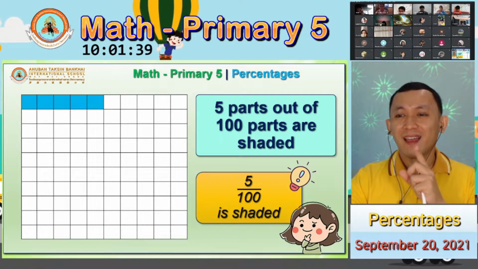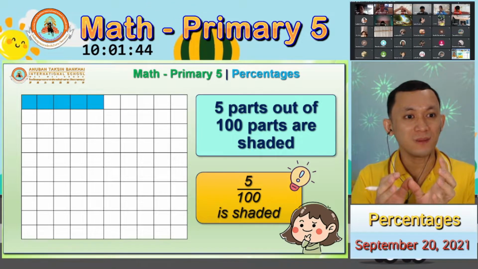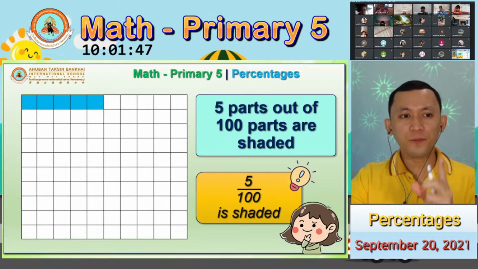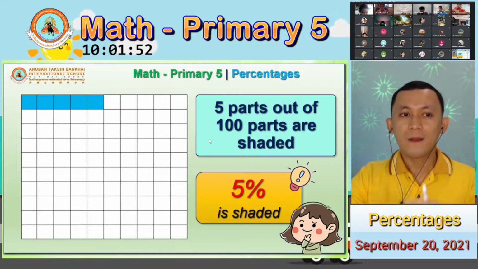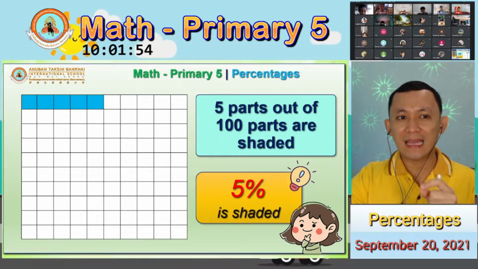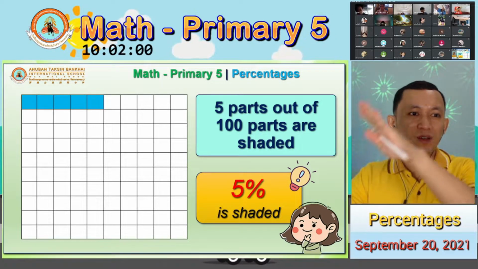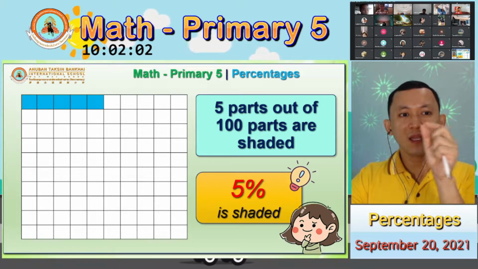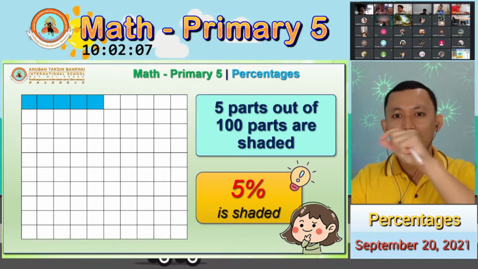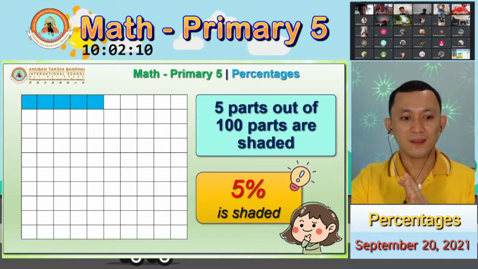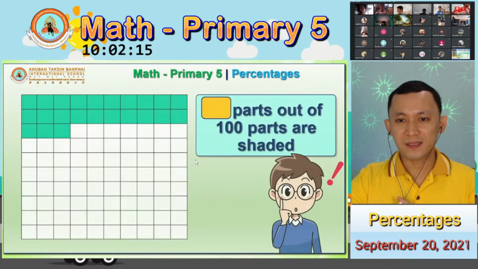Okay, so again, this is 5 over 100 in fraction, very easy. So therefore, if that is 5 over 100, we can also say that 5% is shaded. Understand? So 5 over 100, we can also say that in this figure, 5% is shaded. Okay, very easy. Now let's have another example, let's say this one.